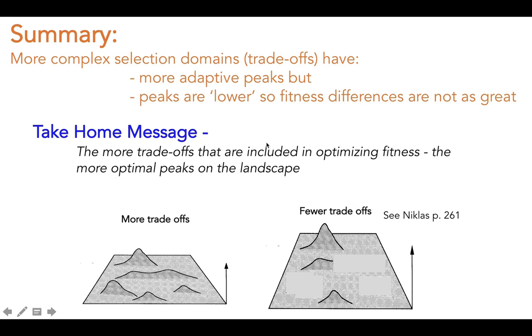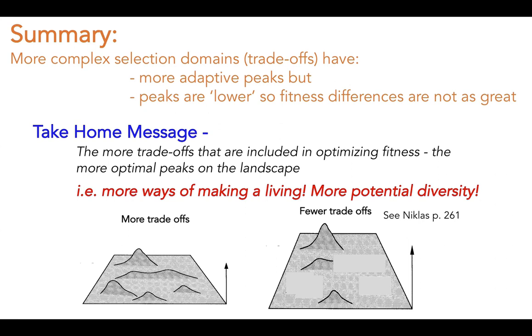And the take-home message for this is that the more trade-offs that are introduced in optimizing fitness, the more optimal peaks there are on the landscapes. That is, the more opportunities we would expect to see for increased numbers of species. So there are more ways of making a living and more potential diversity. So the more trade-offs that are included in optimizing fitness, the more ways of making a living and the more potential diversity that we see.